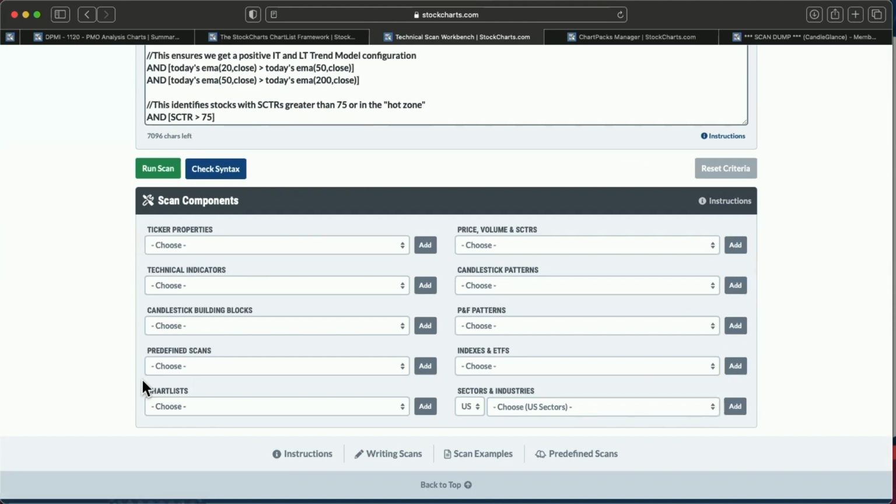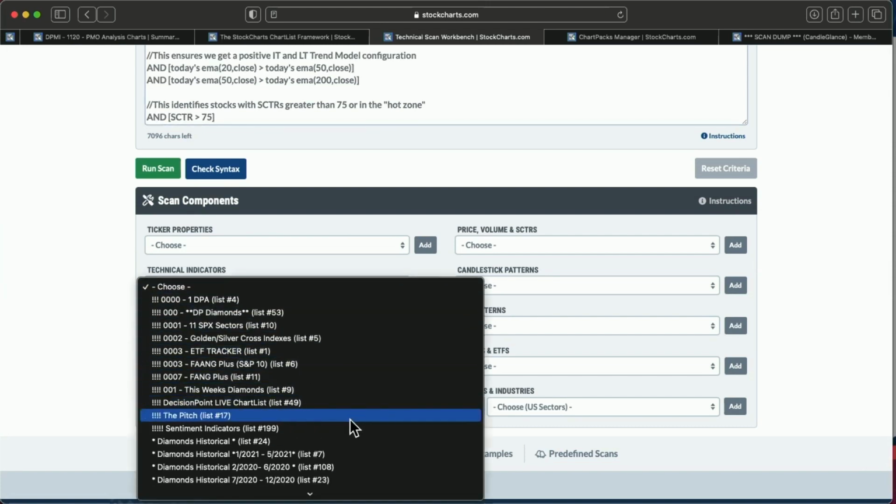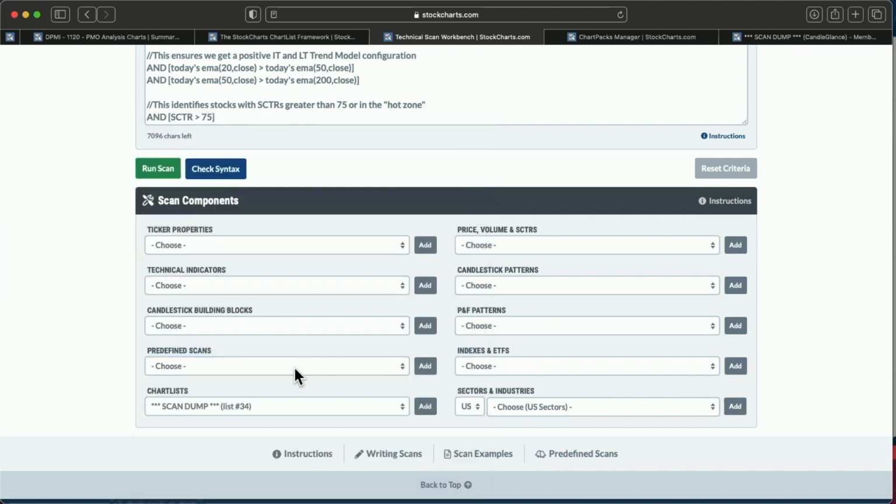And I don't know how many of you are familiar with the fact that it is there, but it's very easy. So it lists all of your chart lists. And you can say, okay, I want to scan on Scan Dump. Remember my transient list? It's huge. It's got so much in it. So I can say, all right, I want to scan on this.